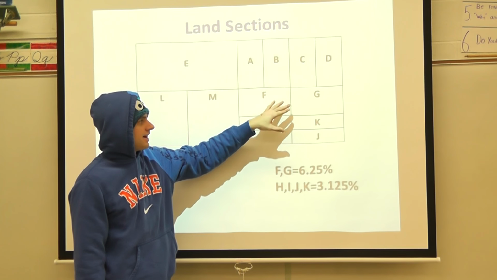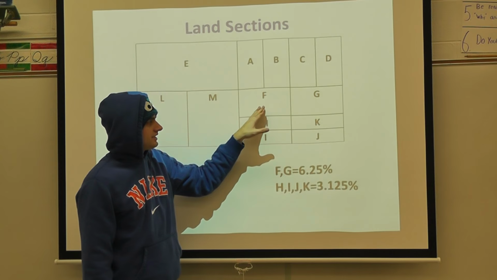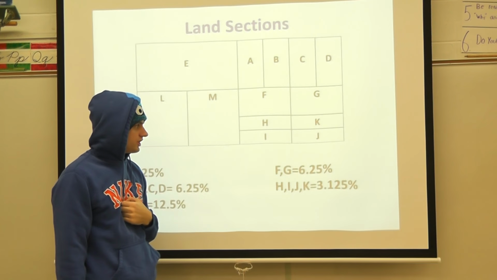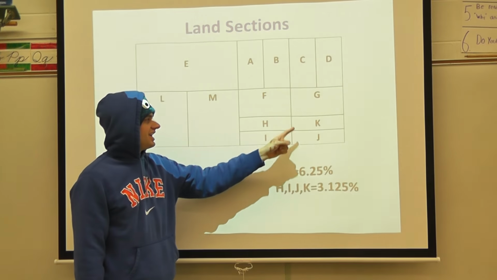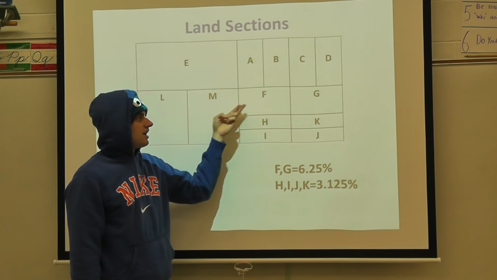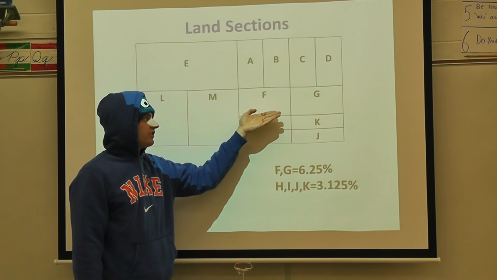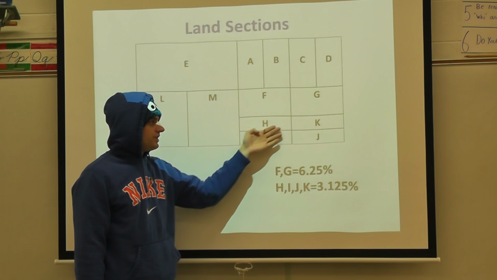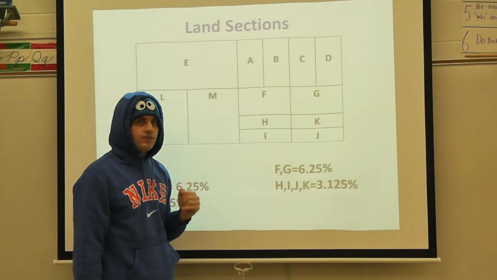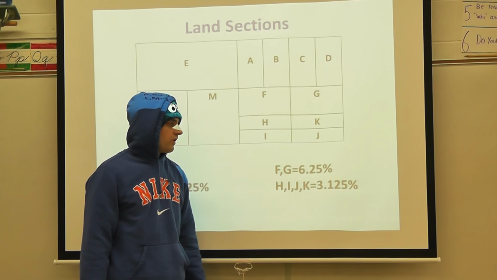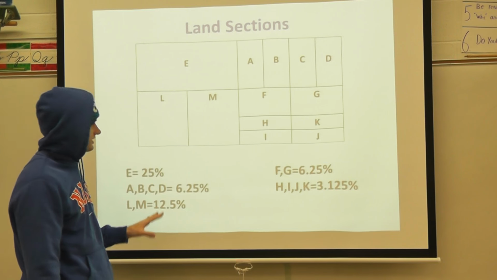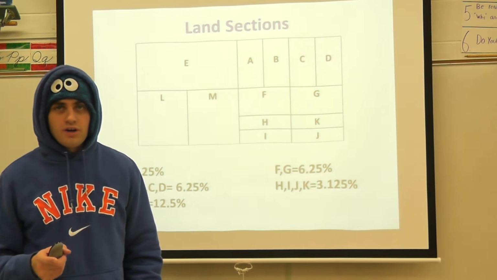I took half of 25 to get 12.5 at the top here, and then I cut it in half because F and G are the half top portion. Then H, I, J, and K, they're all equal portions. If F and G together is 12.5%, well, this has to equal 12.5 too, and if there's four equal parts, 12.5 divided by 4 is going to give you 3.125% as I'm going through. And if I added all my percents together, this would equal 100.